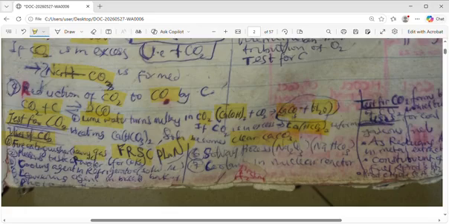Then the next letter is R. That's refreshing. It means carbon dioxide has refreshing properties. That's why it is used in Coca-Cola, because of the special or pleasant taste. So that's refreshing. The letter S, that's soda process.